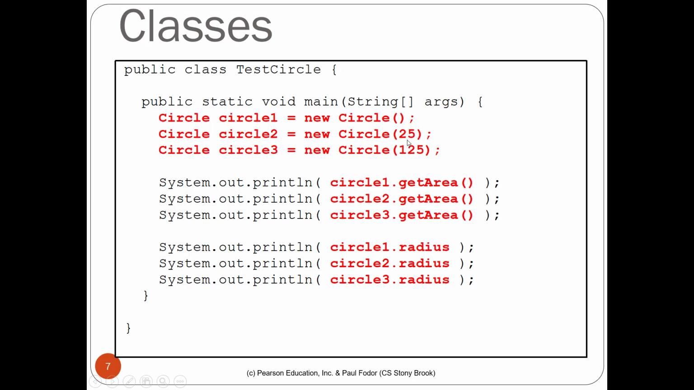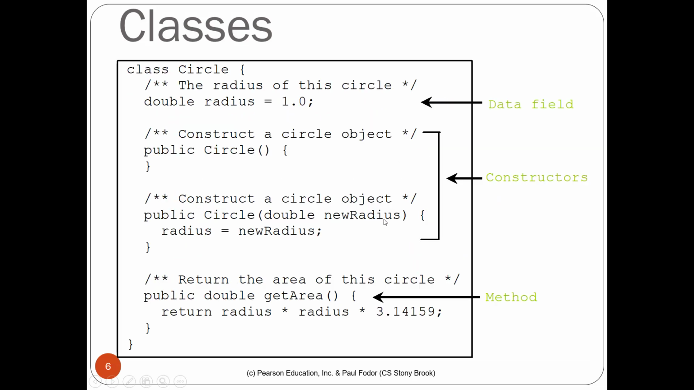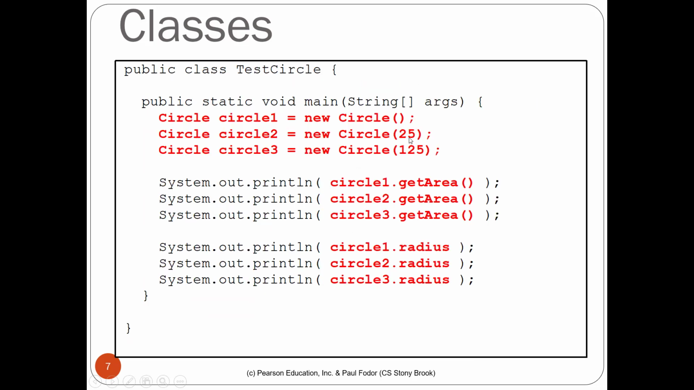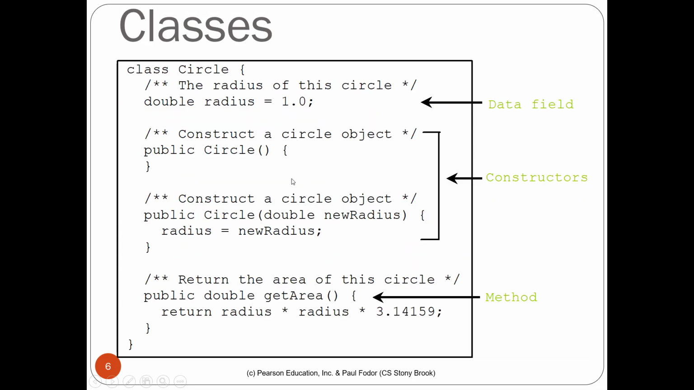So this 25 would be copied into this formal argument, which is new radius. And what would be the impact? Well, that will initialize the radius of your second object, which is circle 2, as 25, because 25 is what you are passing on. So circle 2 would be an object with the radius 25, whereas circle 1 would be an object with radius 1, because we are doing nothing in this no-arg constructor.